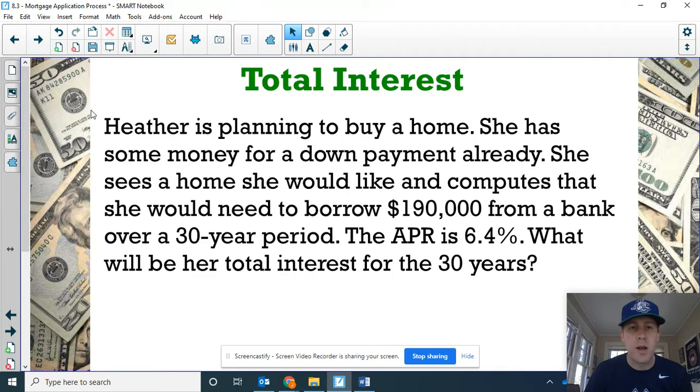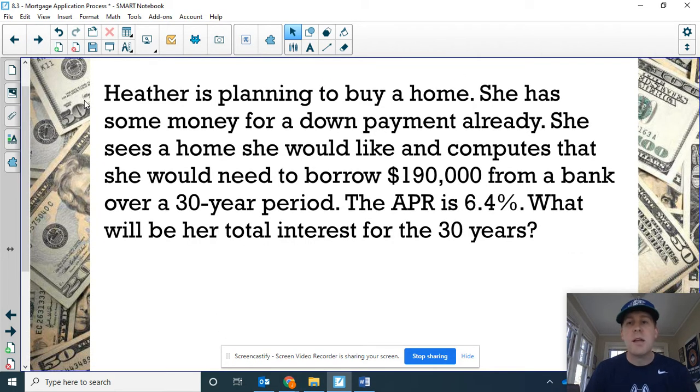All right, so let's do an example here. Heather's planning on buying a house, and she has some money for a down payment already. She sees a home that she would like and computes that she would need to borrow $190,000 from a bank over a 30-year period. So the APR, which is the annual percentage rate, which is our interest rate, is 6.4%. So based on that, what will be her total interest for the 30 years?